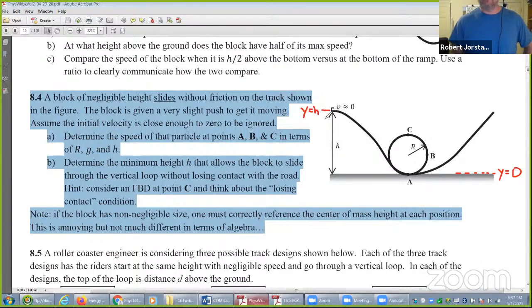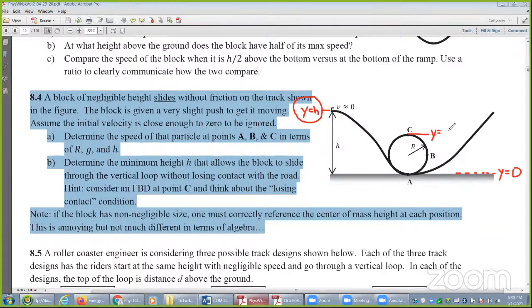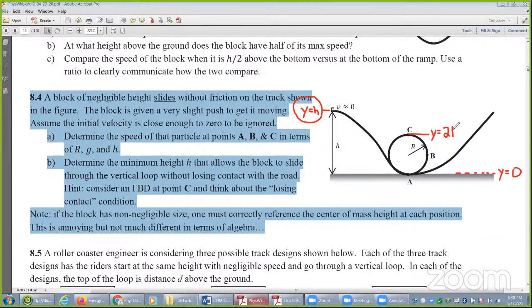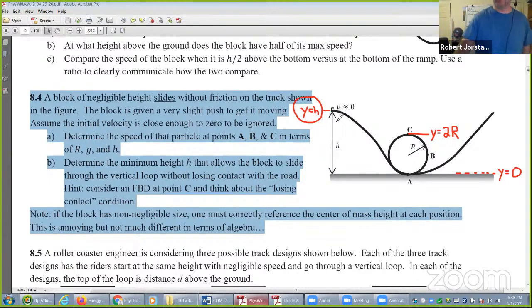And obviously the part where she's going to have trouble is right here. What's the height right there? H over 2? Not necessarily, because we don't know what value H is. H is some variable. Is there another way you could write that height? R squared? Or nope. 2R? Yeah, 2R.